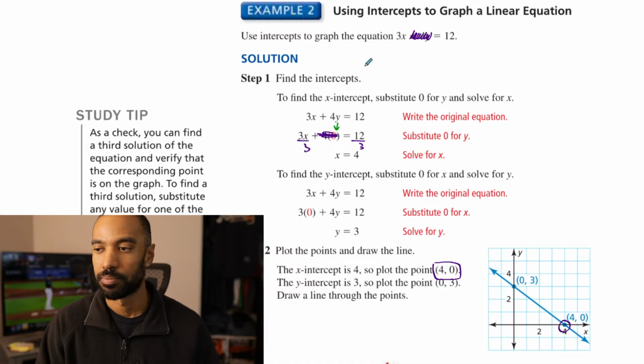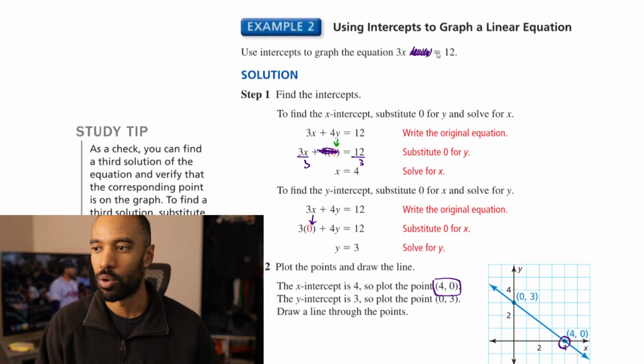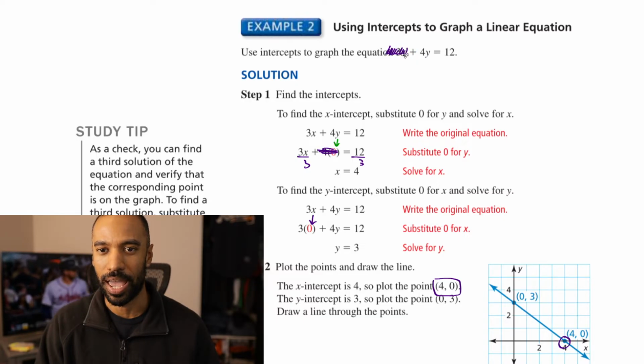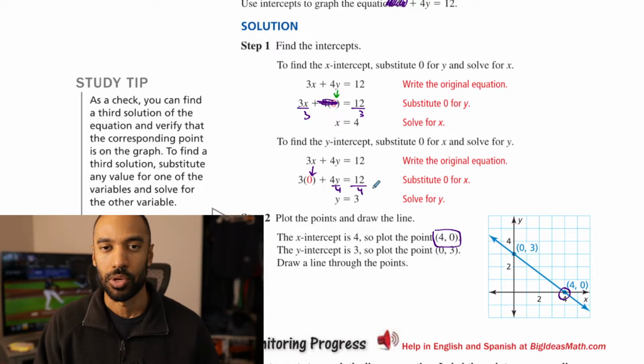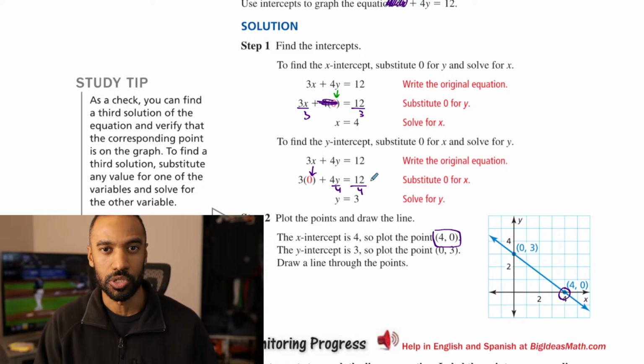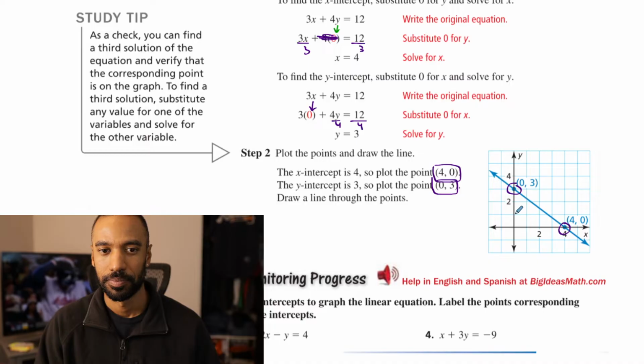Let's do the y-intercept. The y-intercept is the value of y when x equals 0. So they substitute 0 for x. 3 times 0 is 0. 0 plus 4y is 4y. So what do I do when I substitute 0 for x to find the y-intercept? The x term goes away. You're left with 4y equals 12. Divide both sides by 4, and they get y equals 3. So that's the value of y when x equals 0. That means there's a point on our graph that's 0, 3. They plot it right here, and there you have it.